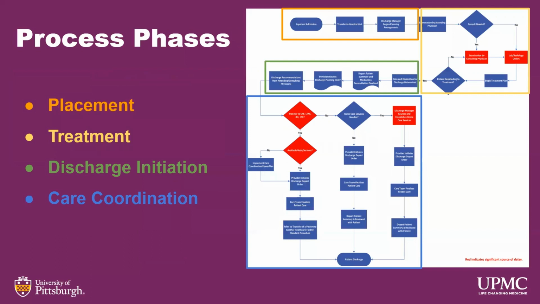This is a visual of what our process map looked like, broken down into 4 different stages. You can see highlighted in red those specific areas of most significant delay.